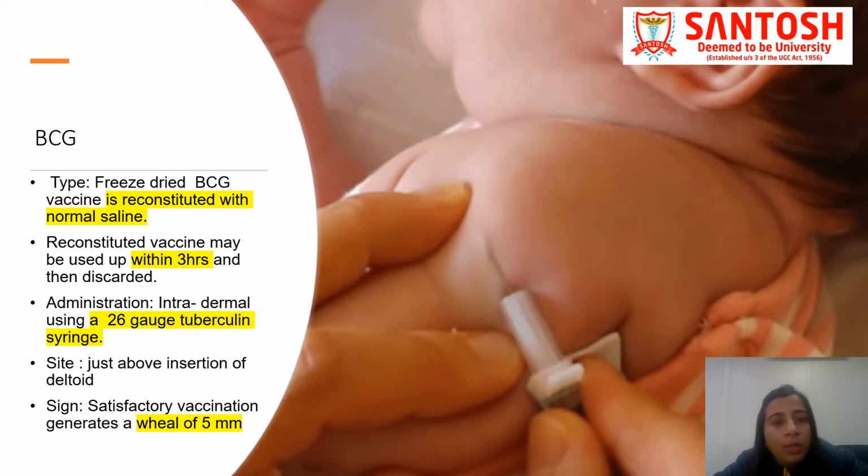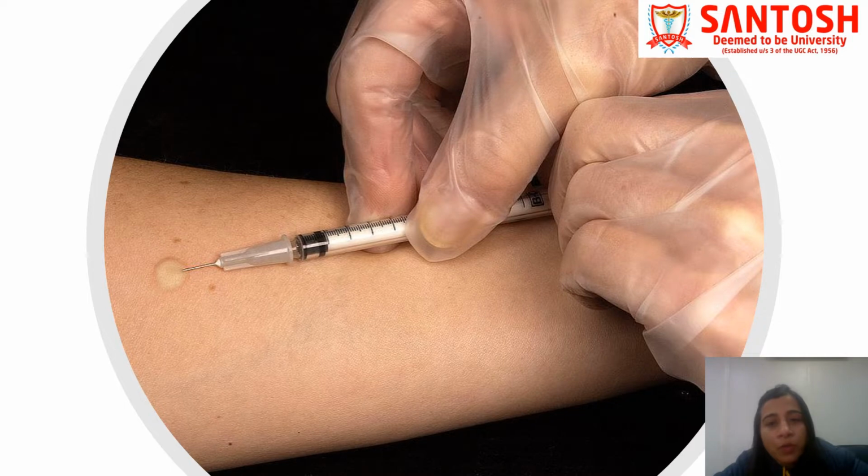So we've already talked about this. The BCG is a freeze-dried vaccine which is reconstituted with normal saline. Reconstituted vaccine can be used up to 3 hours and then it has to be discarded. And an intradermal 26 gauge tuberculin syringe is used for administration of this vaccine. The site for vaccination is just above the insertion of the deltoid muscle, and a satisfactory vaccination generates a wheal of around 5 mm at the site of injection, somewhat like this.